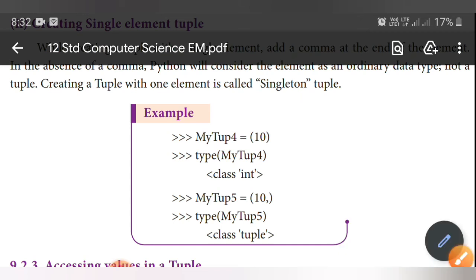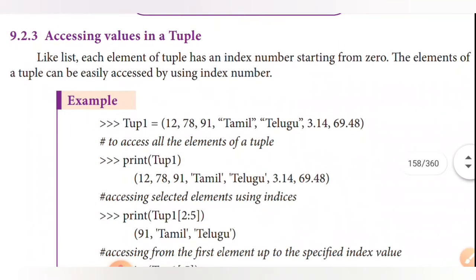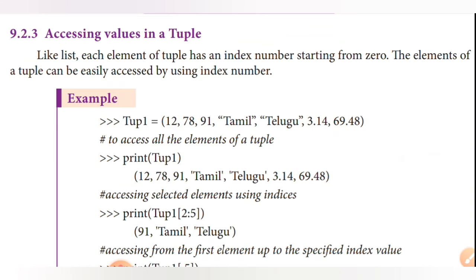Now you can see how to access the elements in a tuple. Like a list, each element of a tuple has an index number. We already know that index is also known as the subscript value. Like lists, tuples have index numbers starting from 0. The elements of a tuple can be easily accessed by using index numbers. The index starts from 0 and then is incremented by 1.